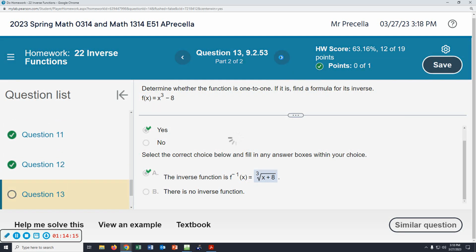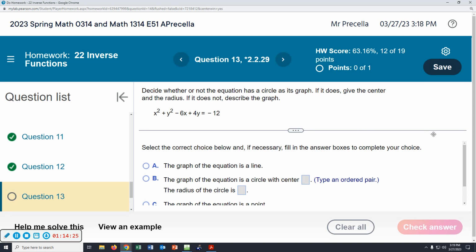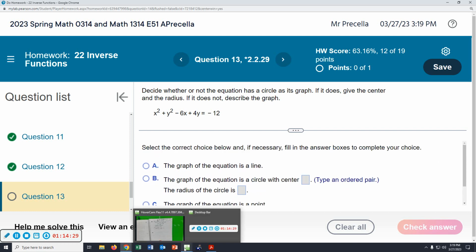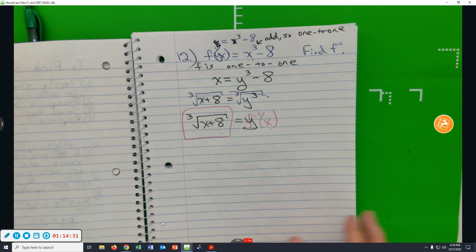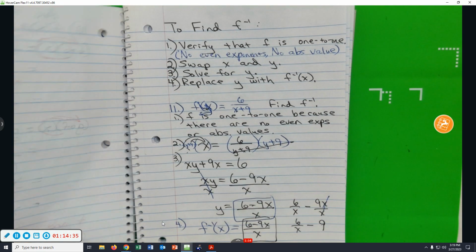Oh, radius of a circle. Okay, so 12 was it. 13 is review and circle. Any questions over inverse functions? Any questions on inverse functions?